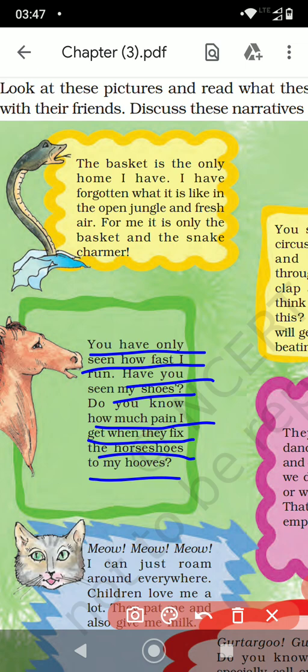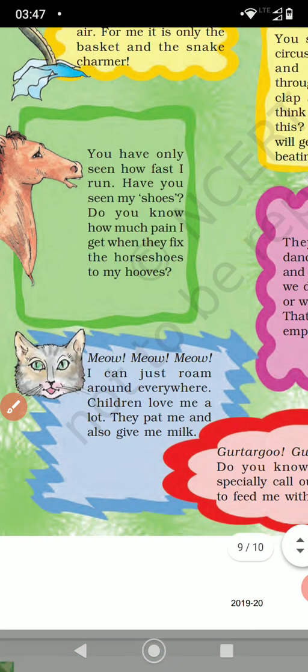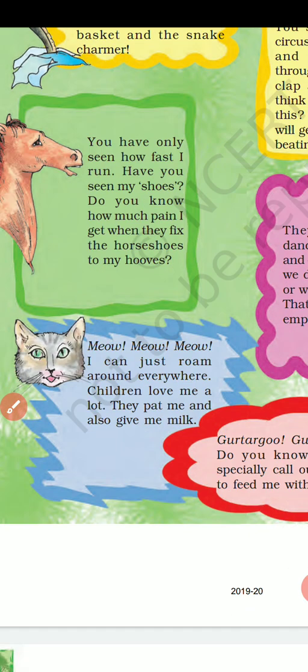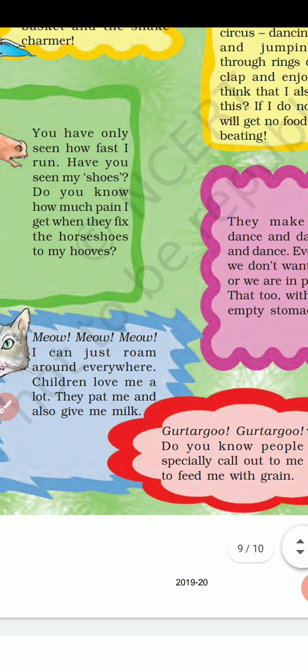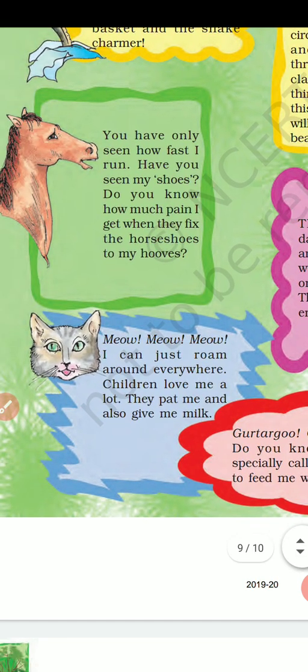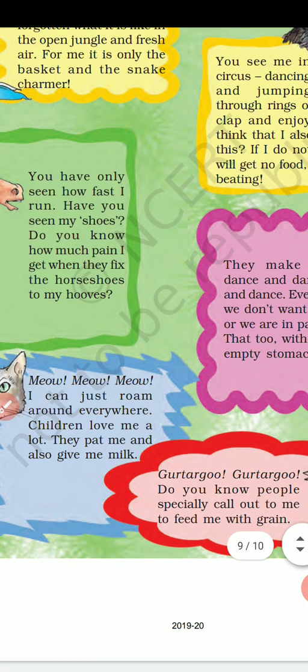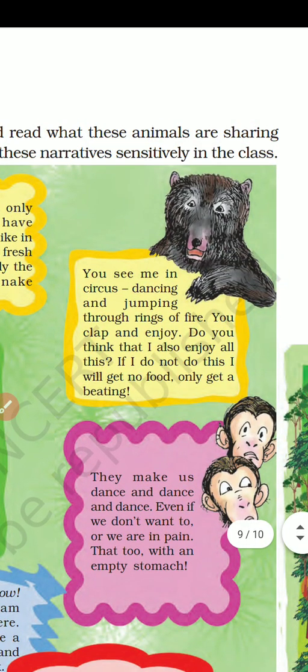Okay, the another one, meow meow meow, I can just roam around everywhere. Children love me a lot. They pat me and also give me milk. Okay, so this is a cat saying, I always run around everywhere. All the children love me and pat me.